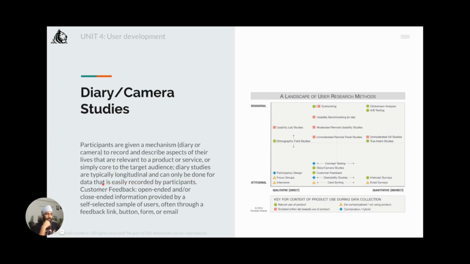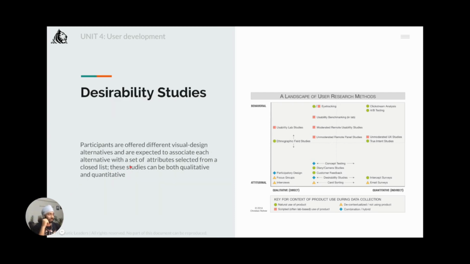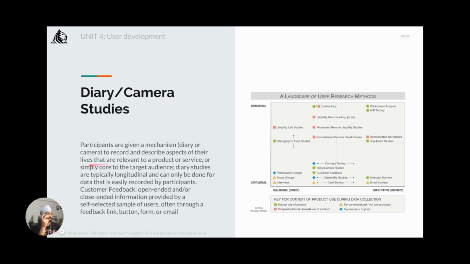So customer feedback. I'm sorry, मैंने थोड़ा सा कॉपी यहाँ लिखने में थोड़ी गलती कर दी है. I'll just cover the customer feedback also here, and then I'll correct it in the slide later. So customer feedback, similarly, so in diary and camera studies, basically, you are largely covering whatever aspects are relevant to the product at that point of time.